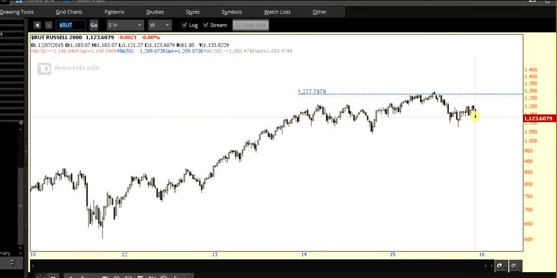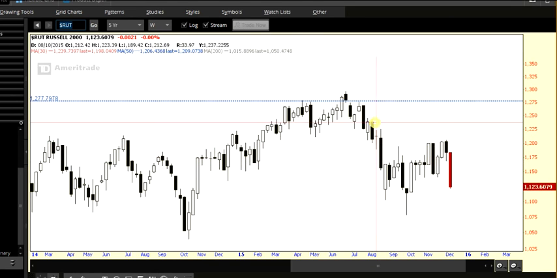I mean, we had a big down week last week. That doesn't just happen. If you look at this chart right here, we had this interim high, pulled down, pulled back, pulled down, pulled back, pulled down. This is a 5-wave move.